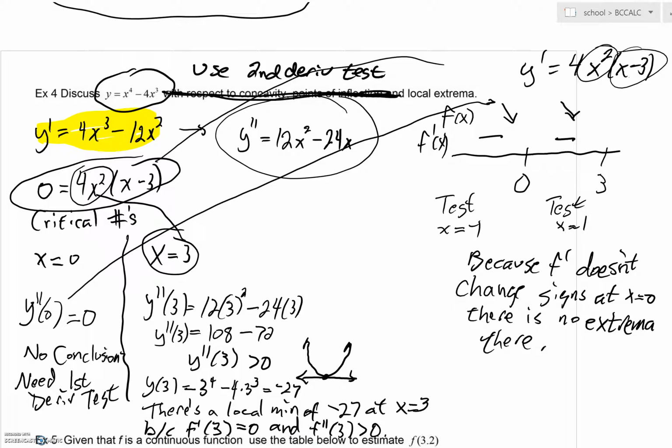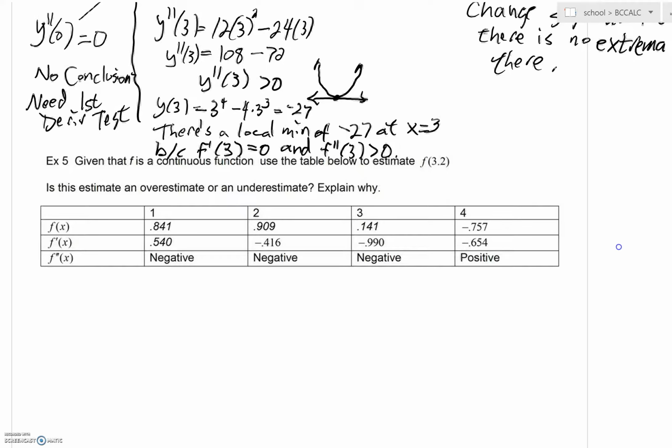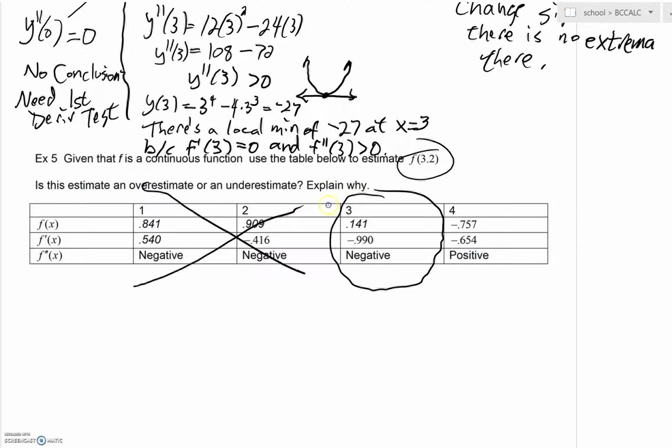Well, let's real quickly take a look at our last problem, number 5. And, at first glance, this is going to look just like a test question. It's going to look like a problem that we've had before. It says, given that f is a continuous function, use the table below to estimate f of 3.2. And here is f of 3. Just want to tell you all this other stuff is superfluous. It really doesn't come into play.